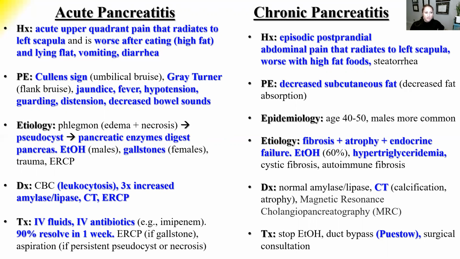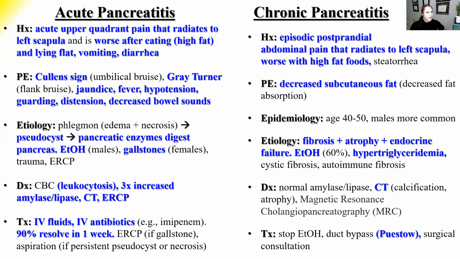On CBC, you will see a leukocytosis. You'll have a 3 times increase in your amylase and lipase. Remember, those are the labs that are associated with the pancreas. CT and ERCP can be definitive as far as imaging and diagnostics for this one.